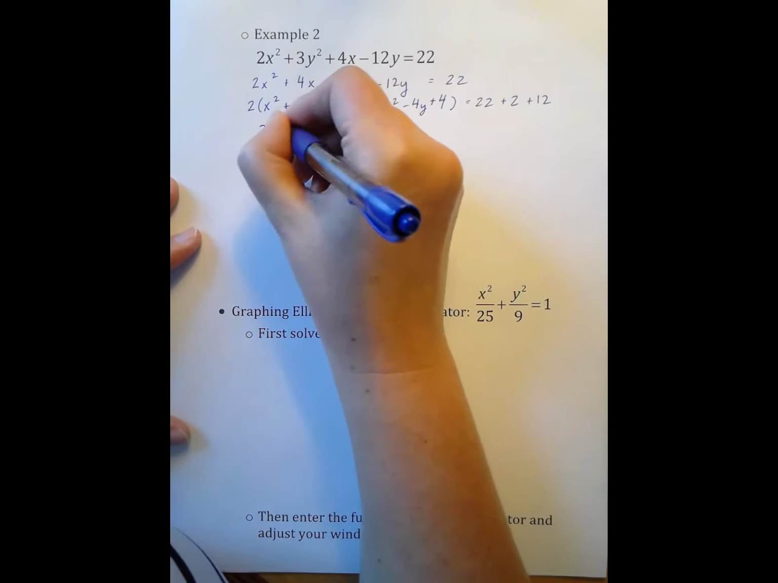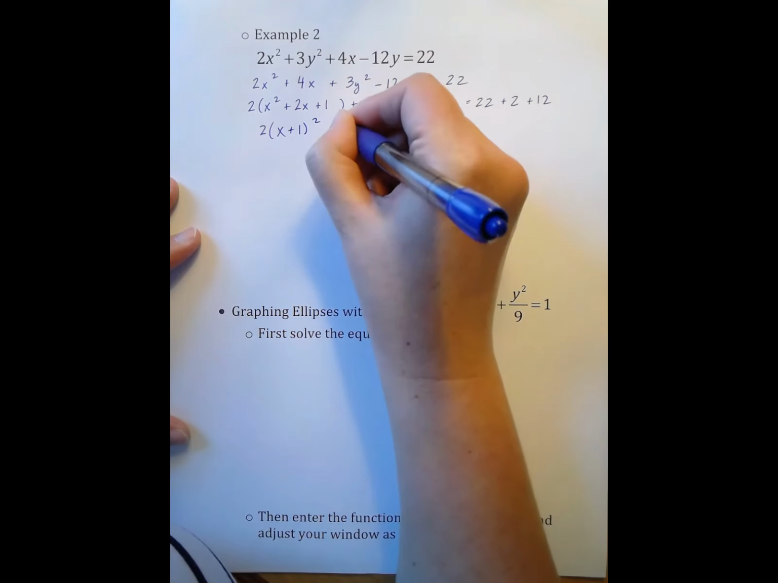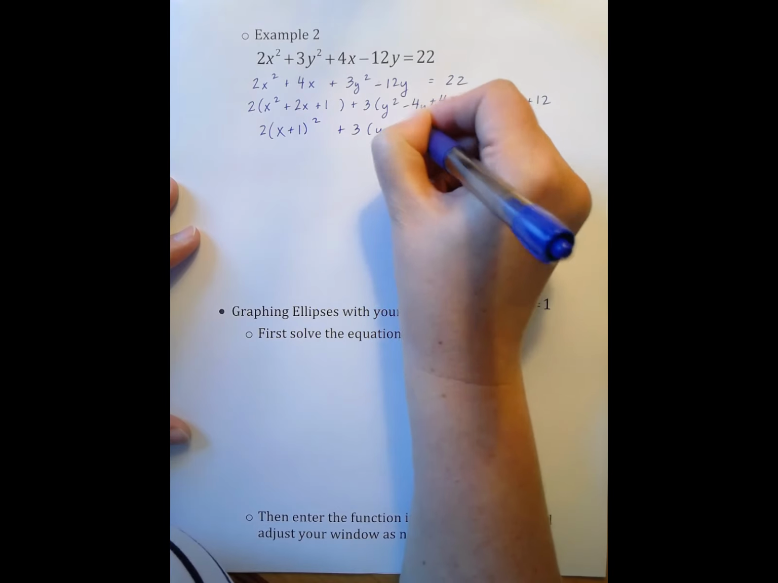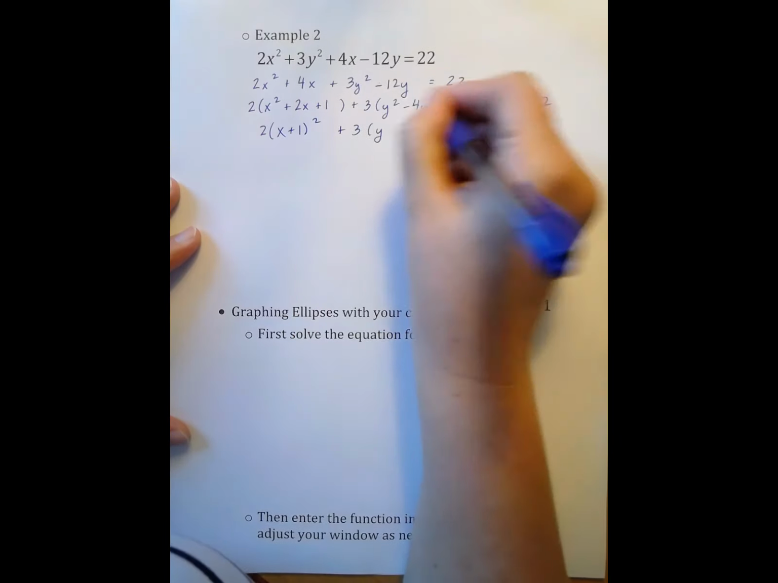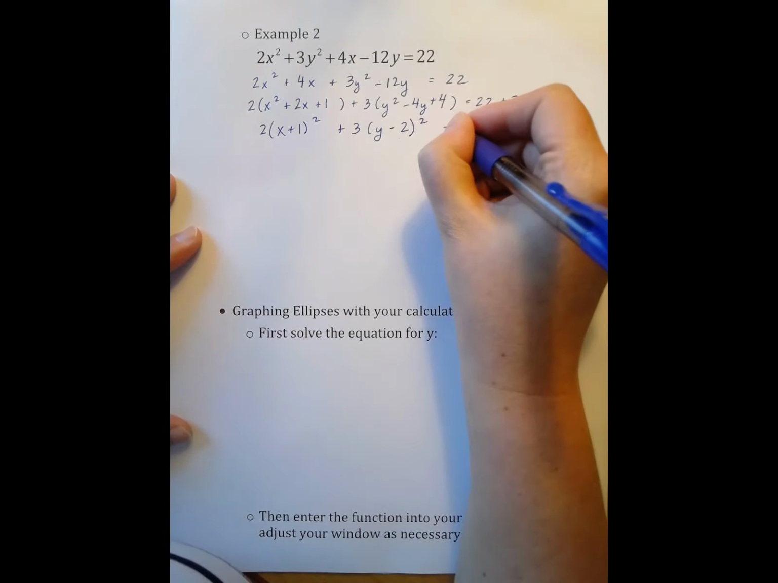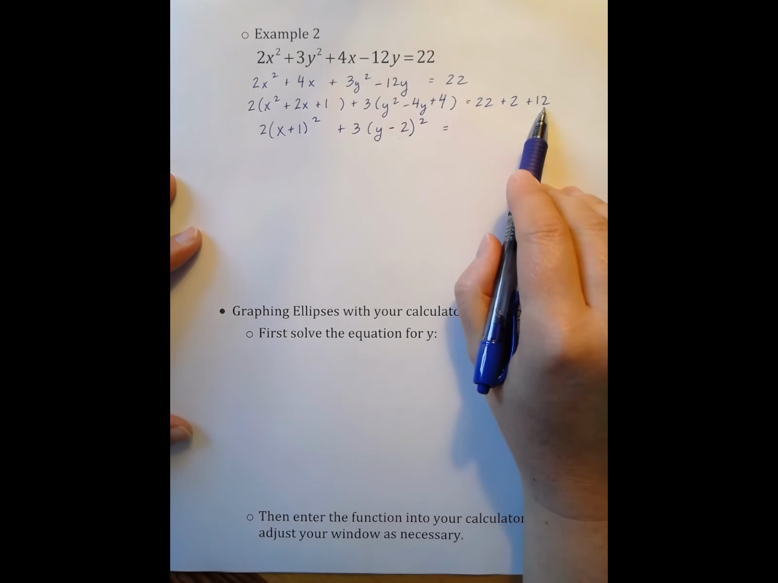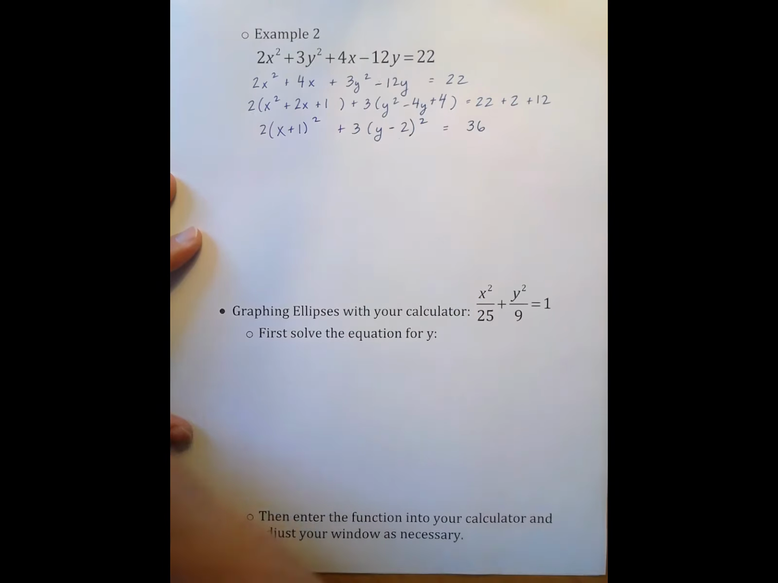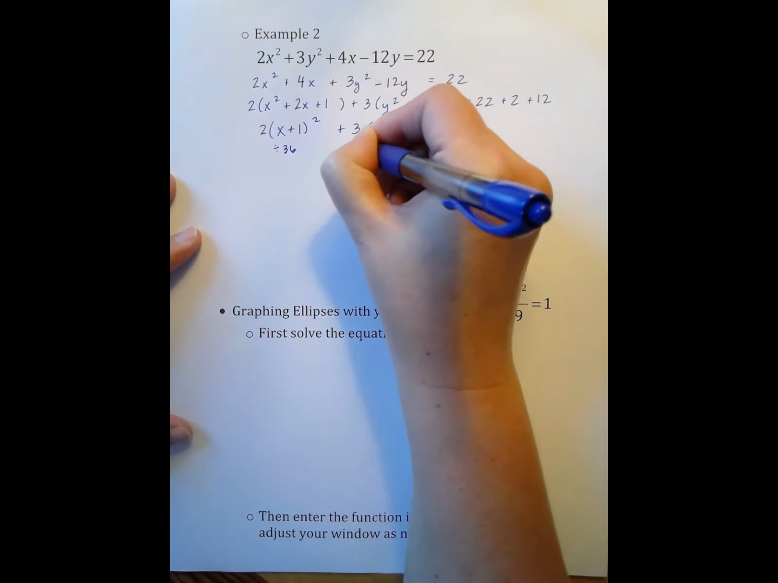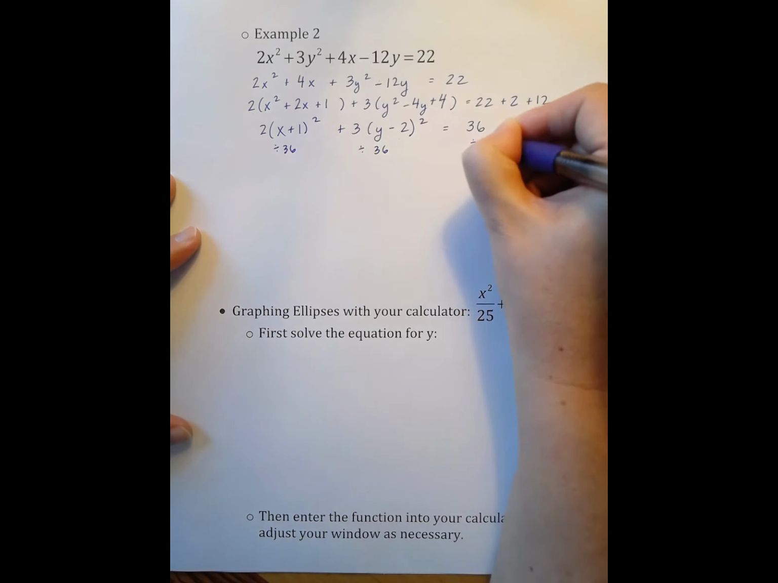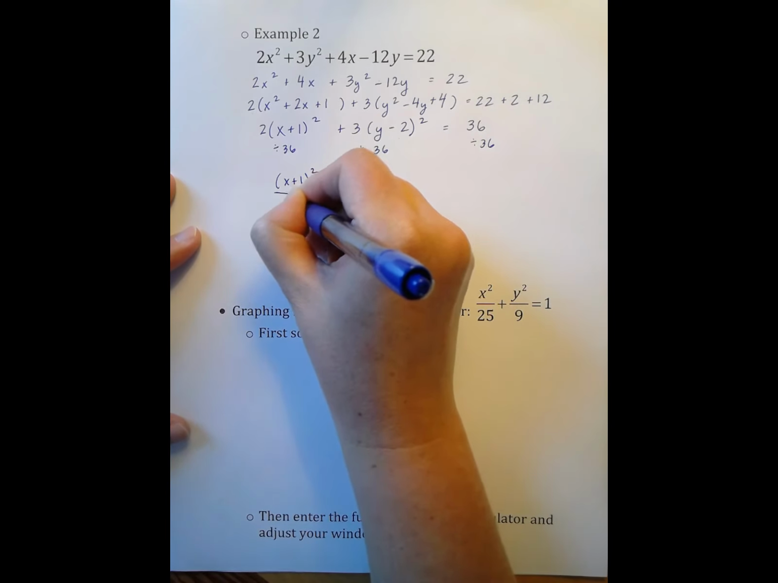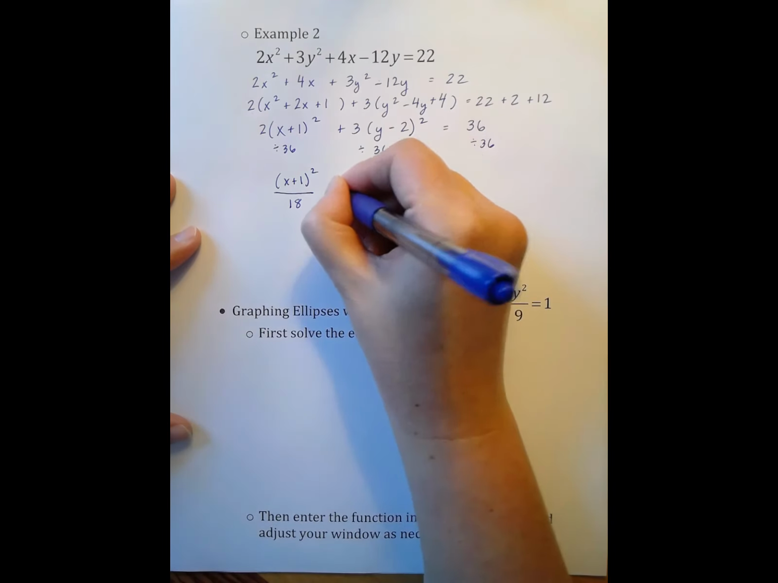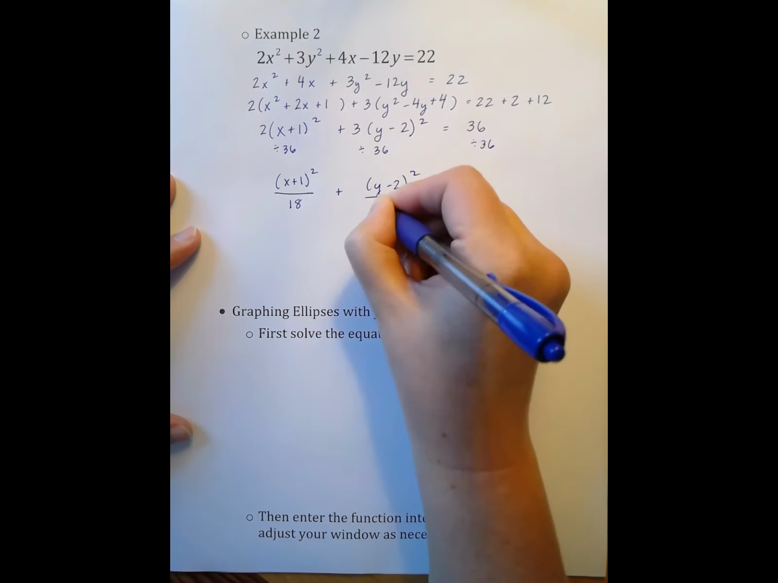I then rewrite my terms here as perfect square binomials. Whoops, typo. This should be, of course, minus 2 because my middle term in my y portion of my equation is a minus 4y. Equals 22 plus 2 plus 12 is 36. And again, my last step is to get my equation equal to 1, so I divide everything by 36. I can reduce this fraction so that I have x plus 1 squared all over 18 plus y minus 2 squared all over 12.